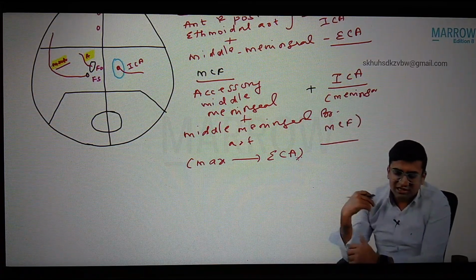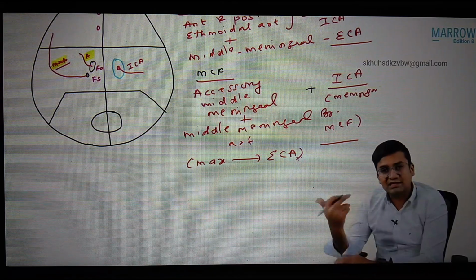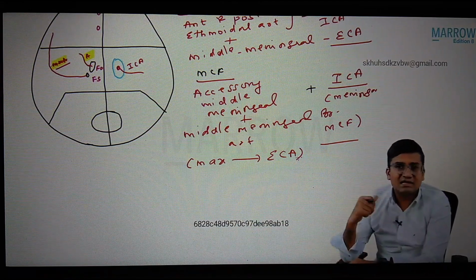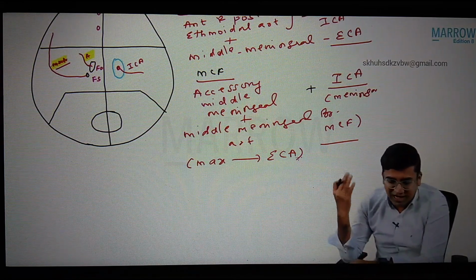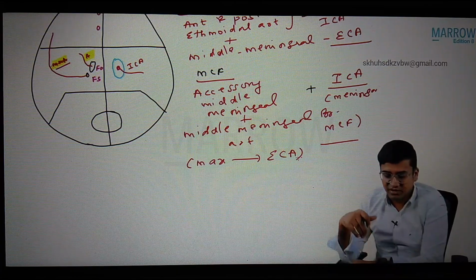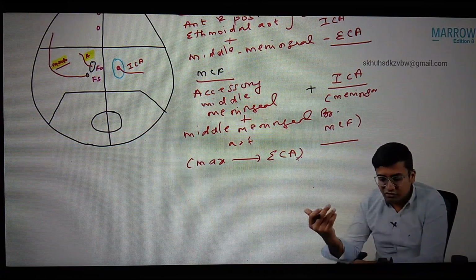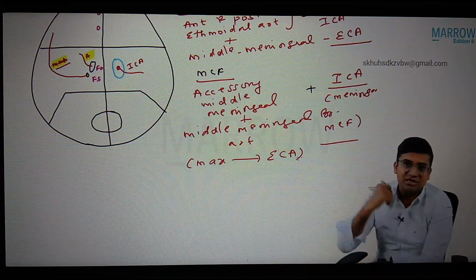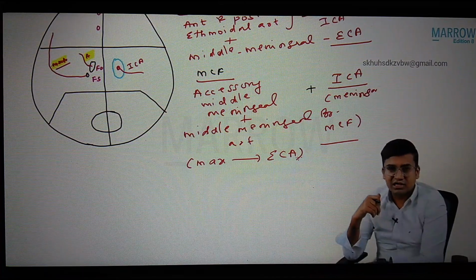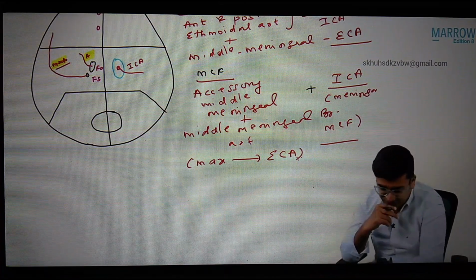So the middle cranial fossa is supplied again by both external carotid and internal carotid. What are the external carotid artery branches supplying the middle cranial fossa? The accessory middle meningeal and middle meningeal. And the middle cranial fossa is also supplied by direct branches from the internal carotid. The cavernous part of the internal carotid gives a meningeal branch. Okay.